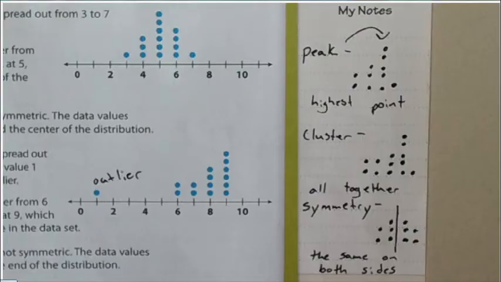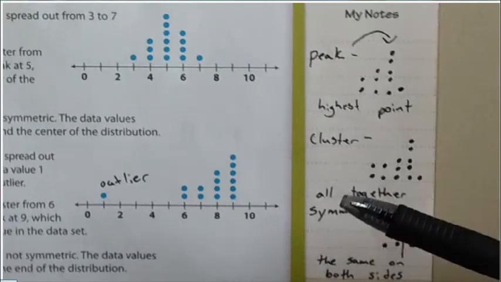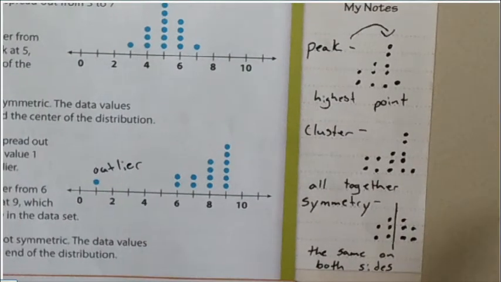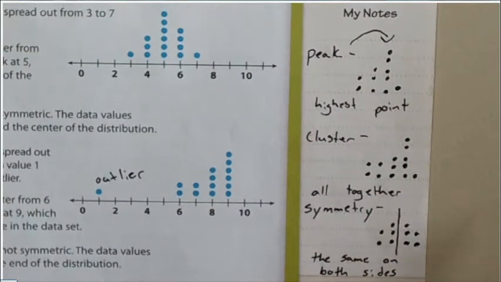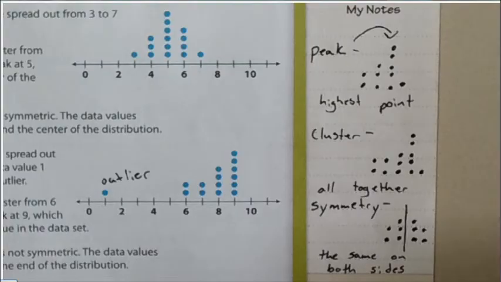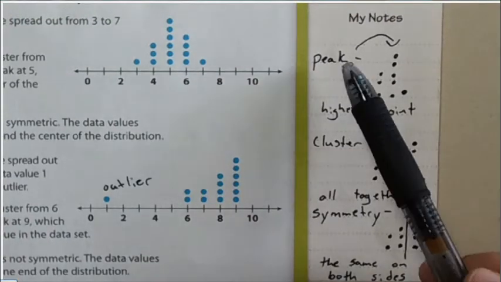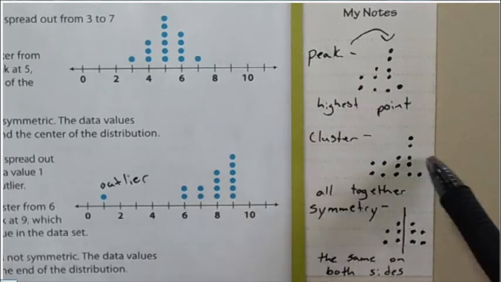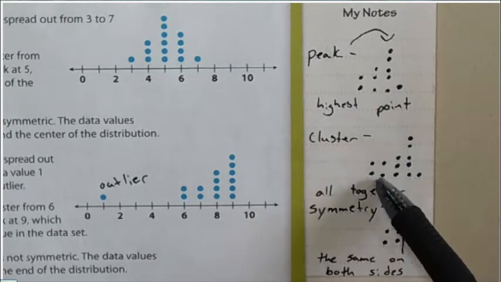Okay guys, right next to example 2, there's a little section called My Notes, and I made a little cheat sheet for you, just some notes that I thought would be beneficial in case you got confused. We've got our peak, which is just the highest point of any data. That's where it peaks out at. We've got a cluster, which means that there's no outliers. All of our data is very close together.